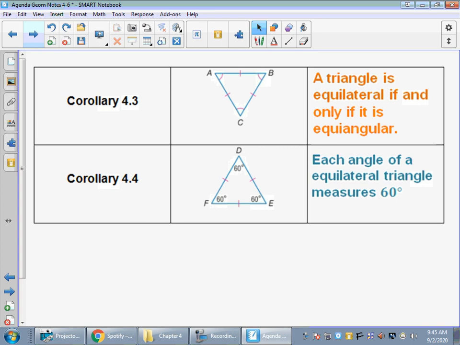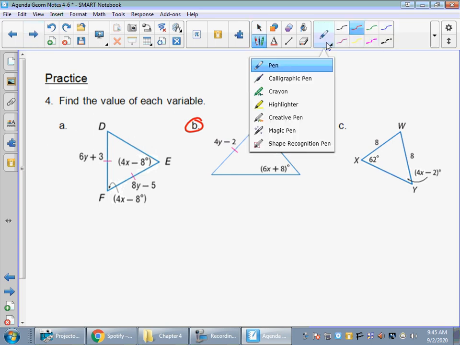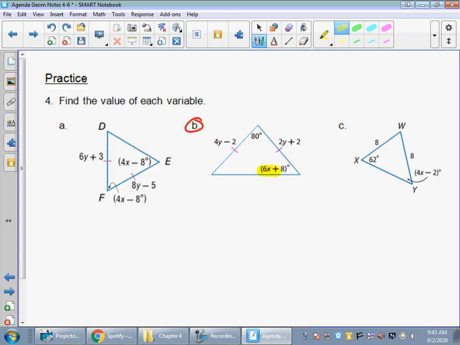All right, so let's do a couple problems based on that. We're going to find the variable of each. Let's just do B here, and we can work on the other ones at a different time. They just want the value of each variable, so they want x and y. Let's take a look at where they are. Here is our x in this angle, and then our y's, there's one right here, and there's one right here. I'm going to attack the y's first.